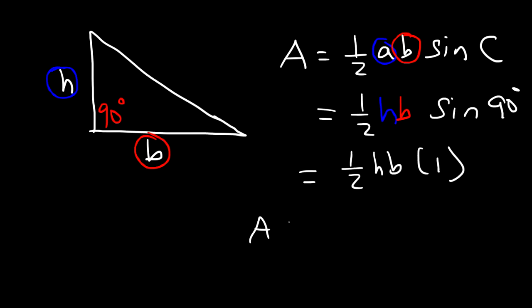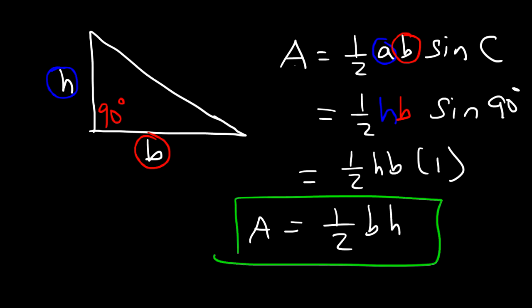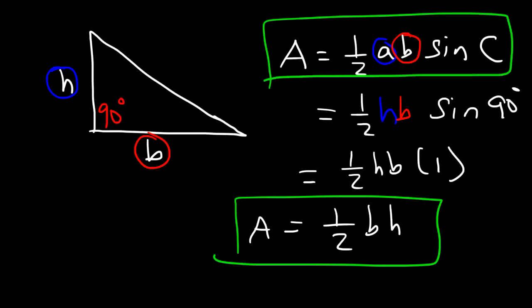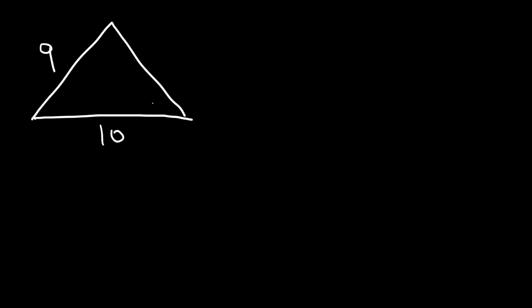So therefore, you get the area of a right triangle, which is 1/2 base times height. So this equation comes from this equation. Sine 90 is simply 1. But if the angle is anything different, then you want to use this equation. Now let's try one more example. This time we're going to have a triangle with 3 different sides. So it's SSS, side, side, side. What can we do to find the area of this triangle?